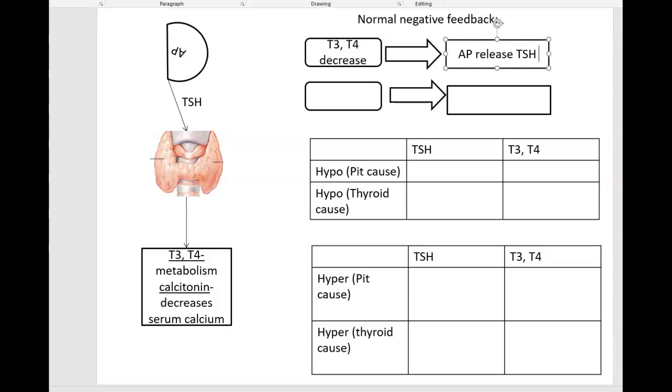So let's focus on the relationship between me as the clinical instructor and you as the clinical students. Normal function, T3, T4 decrease. Me as the anterior pituitary gland is going to apply a stimulus and I'm going to release thyroid stimulating hormone.